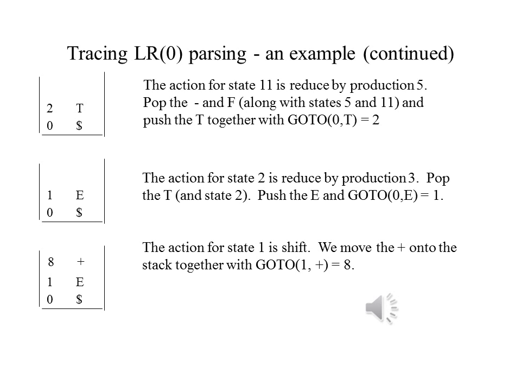The go-to for state 0 and E is state 1. So we push state 1 and E on the stack. The action in state 1 is shift. So we find that the go-to of state 1 and our token, which is plus, is state 8. State 8 and the plus sign are pushed on the stack.